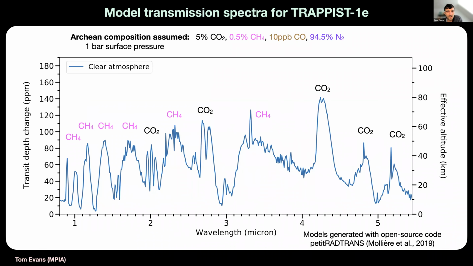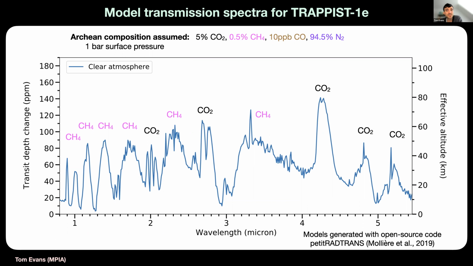Okay, so here onto my work. Here's the baseline transmission spectrum that I adopted for TRAPPIST-1e over the 1 to 5 micron wavelength range covered by NIRSpec prism. It assumes an Archean-like composition with 5% carbon dioxide, 0.5% methane, trace amounts of carbon monoxide, and the rest nitrogen. This is basically the same composition that Christensen and Totton adopted in their paper. Highlighted in pink are the strongest methane bands, and carbon dioxide features are also highlighted.